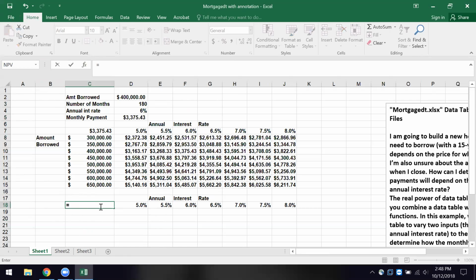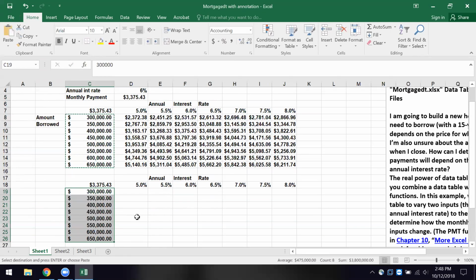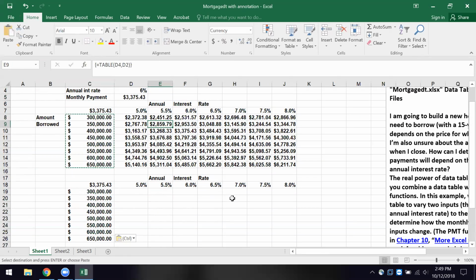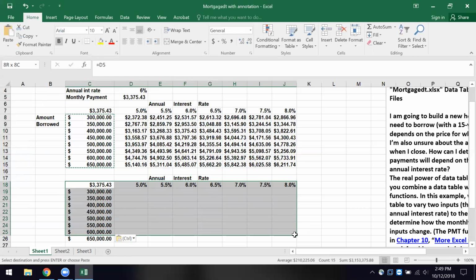And this equals D5. And then I have my amount borrowed. All right. And then I'm going to do the table function. And again, I'm going to do the row and the table. And we're going to see this. Here it's D4 and D2. All right. So I'm going to take my cursor and cover all of this, all the way up to 8%, and borrowing $600,000, $650,000. Okay.